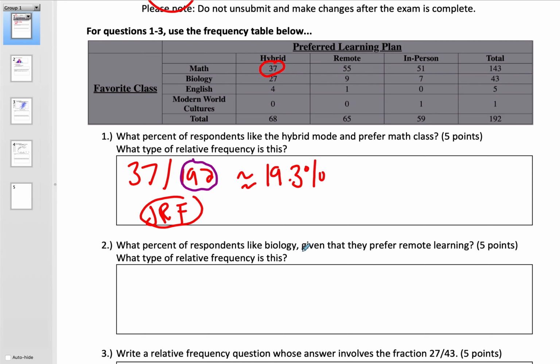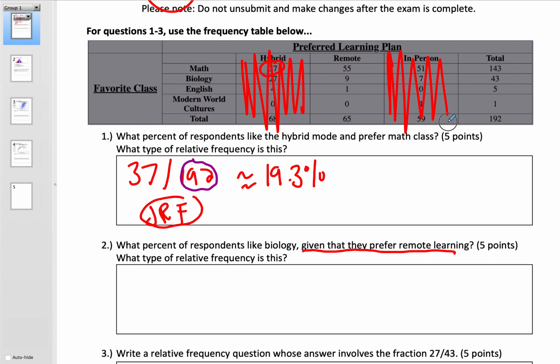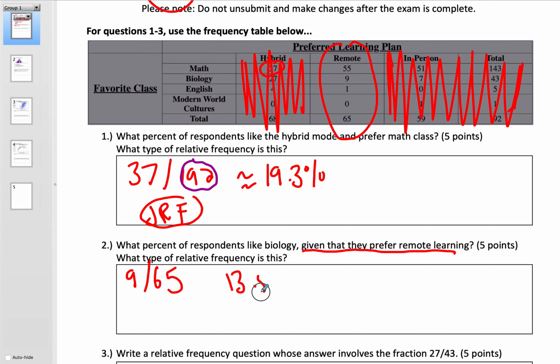So this says, what percent of people like biology given that they prefer remote learning? Given that they prefer remote learning means we're going to cross out these, and these, because these people do not prefer remote learning. These folks do. So that means that there's 9 people who prefer biology and 65 people who prefer remote learning. And I do that fraction, I get about 13.8%.